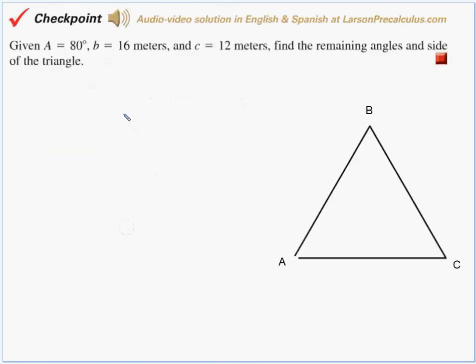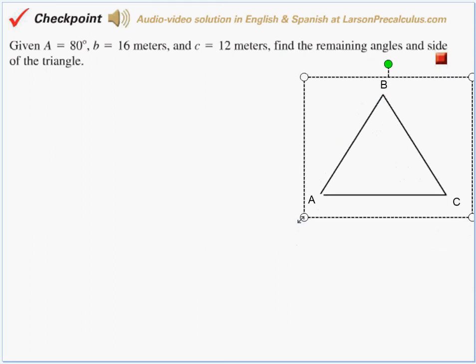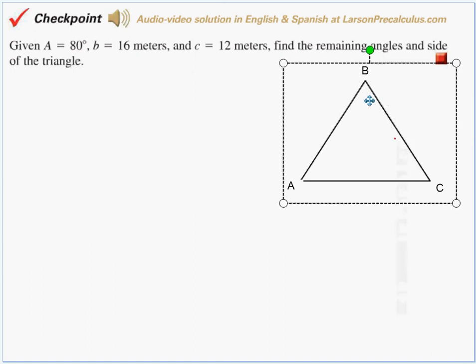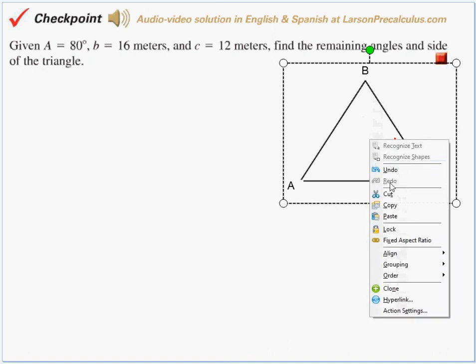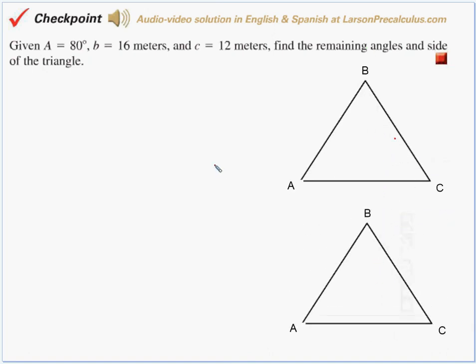Okay, one more here, our last checkpoint. So give this a shot, and don't forget to always check for the second triangle. Actually, let me get this set up here. Remember, the given stuff will be true on both triangles. And let me clone this triangle real quick. If there are two triangles there, the given info is always true for both.